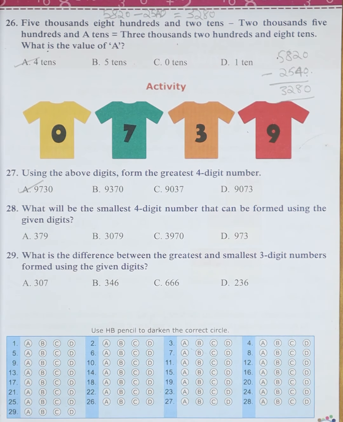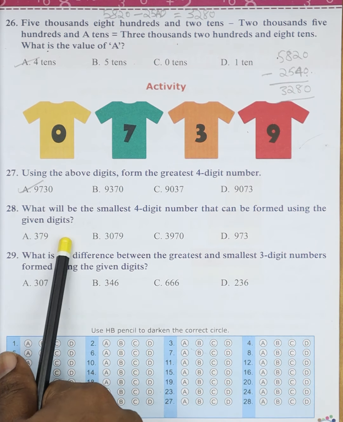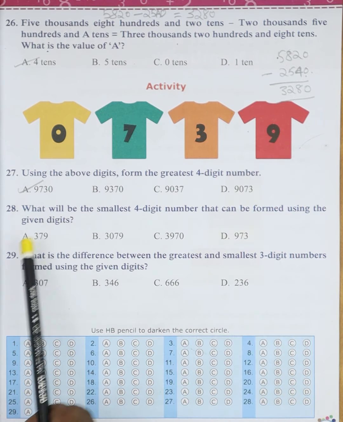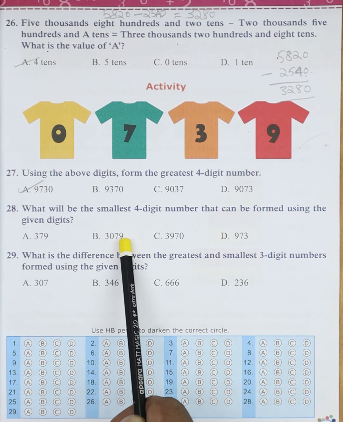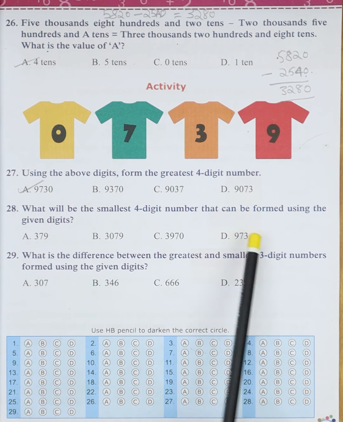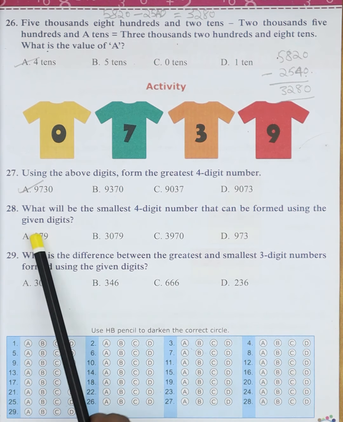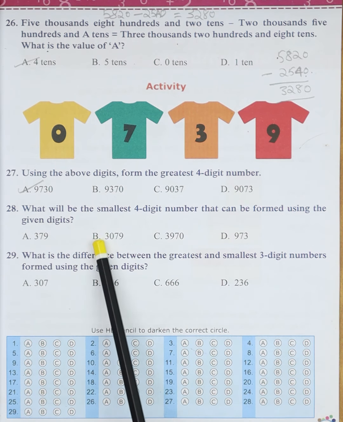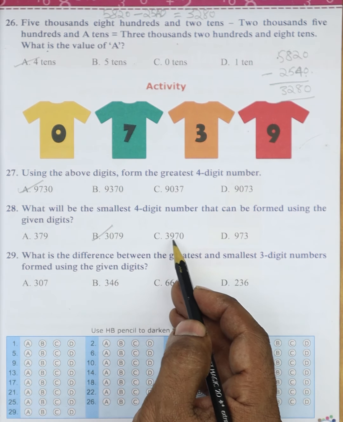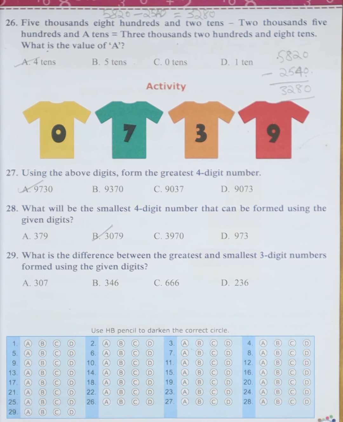Question 28. What will be the smallest 4-digit number that can be formed using the given digits? Right, so we have the same numbers 0, 7, 3, 9, and the options that we have are 379, 3079, 3970 and 973. A and D are not the answers because 0 is not included in these options. So if we take B and C, B would be the smallest number because 3079 is less than 3970.